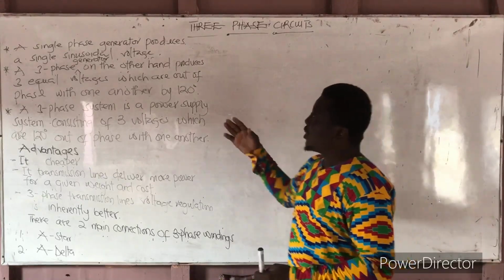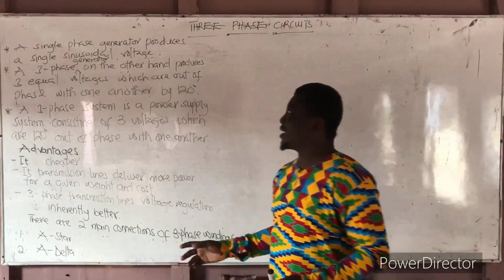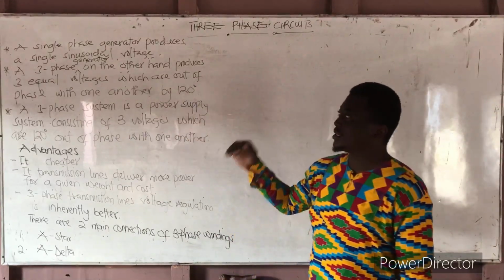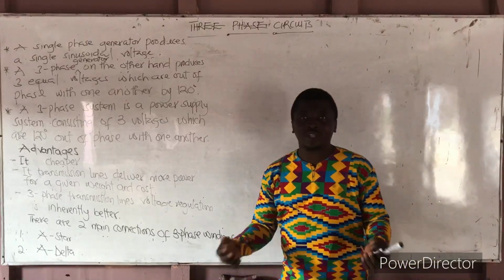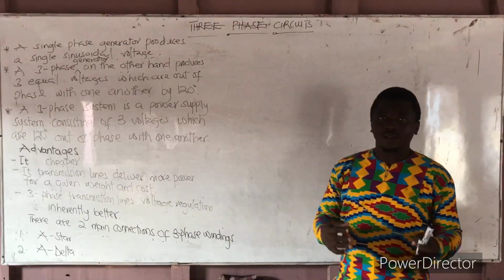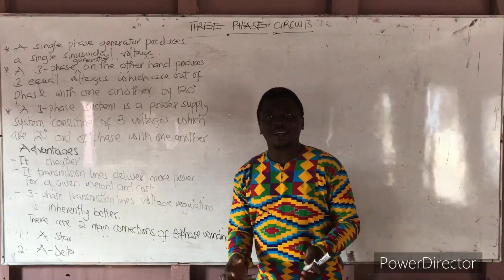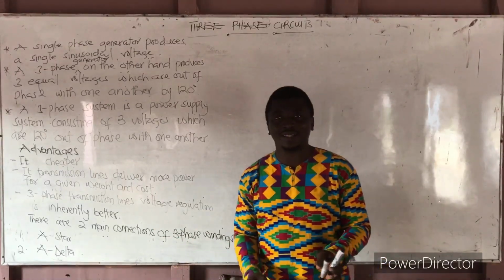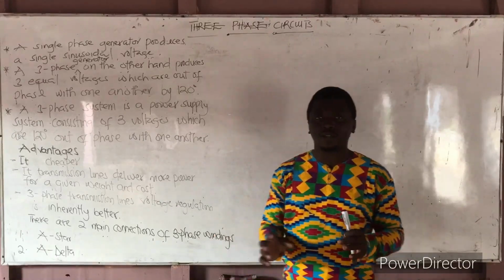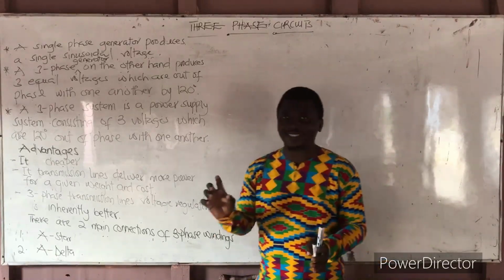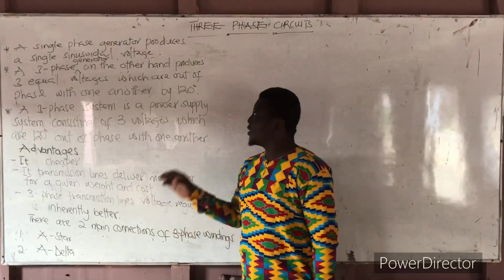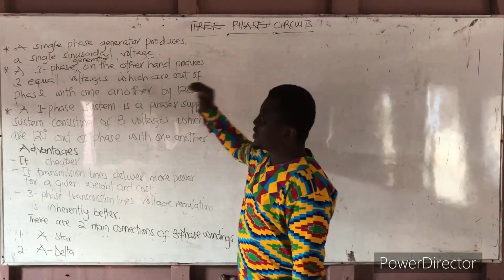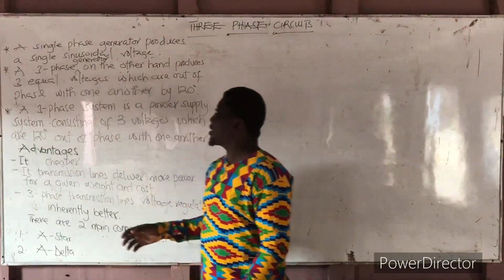A single phase generator produces a single sinusoidal voltage. That is basically what we do in single phase. You will see that there is one generator or a source of supply that will supply to the circuit, and all we'll be talking about will be dependent on that single phase generator. But since we are going to talk about three phase, what does a three phase generator do?